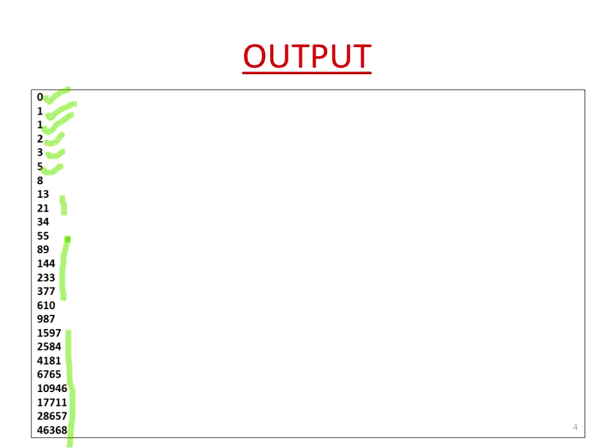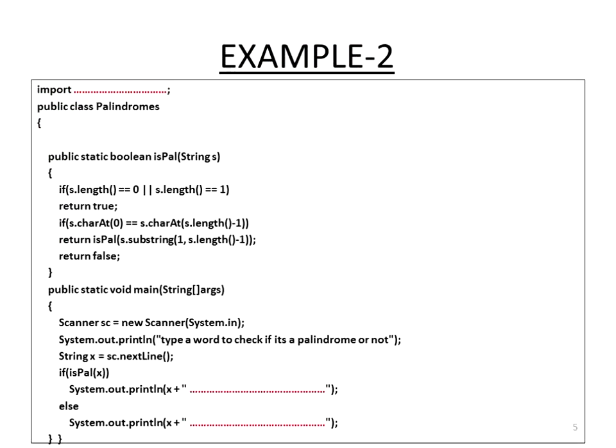Now let's move to the second program. The second example is also based on recursion. This program will find out whether a given string is a palindrome or not. First of all, go through this program. I'll give you 10 minutes.